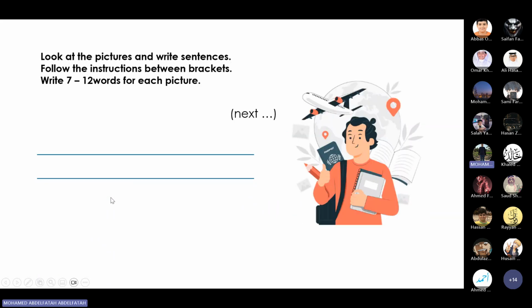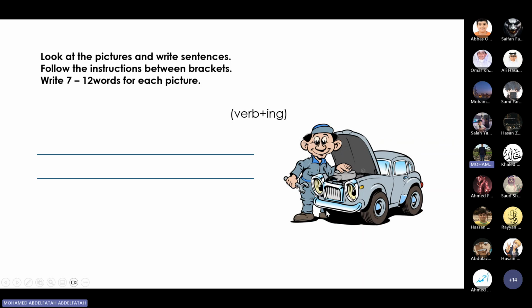I think this is the last one. Here, students, look at the picture and use the verb plus ing. Teacher, how can I use the verb plus ing? Remember, we had the present continuous. What is present continuous? It's am, is, or are plus verb plus ing. This is called the present continuous, something that is happening at the moment.